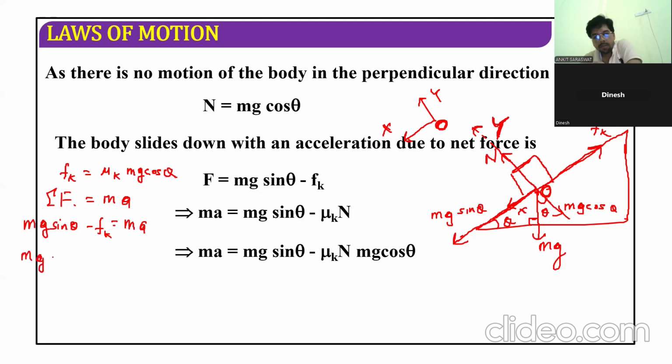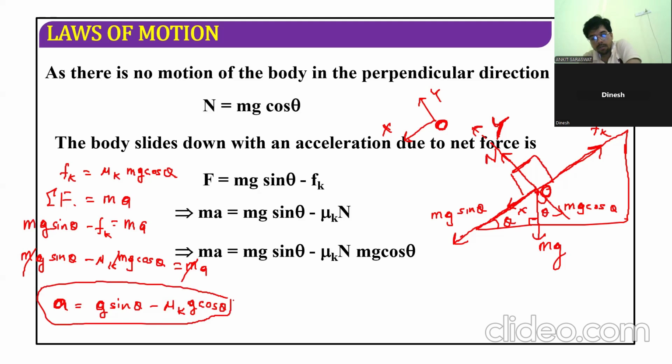Fk will be how much? Mu k N, which is mu k mg cos theta. This is a direct question, and m cancels. Remember this relation: a is equal to g sin theta minus mu k g cos theta. This is the acceleration formula. If you remember this direct formula, they can ask many questions.